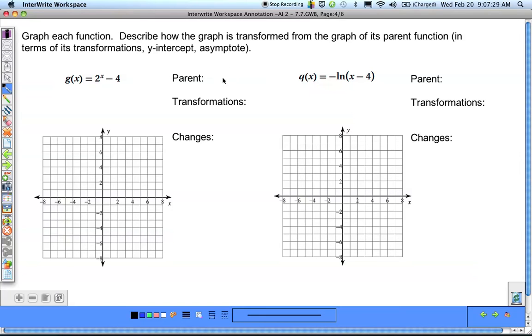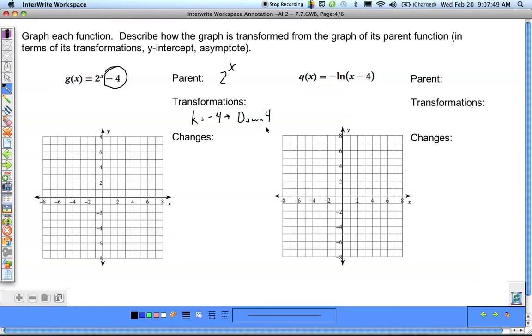So our parent function would just be 2 to the x power. We don't have that minus 4. That's our transformation, which if we take a look at that transformation, that's not affecting the x. Otherwise, we would see it in there with the x up in the exponent. So that means the k value is negative 4, which that transformation is just going to be down 4.